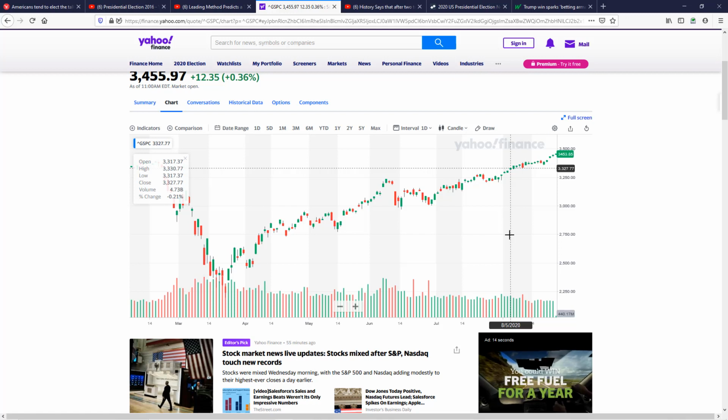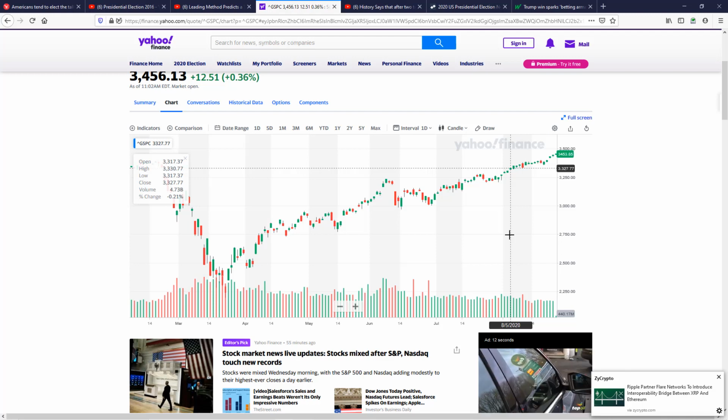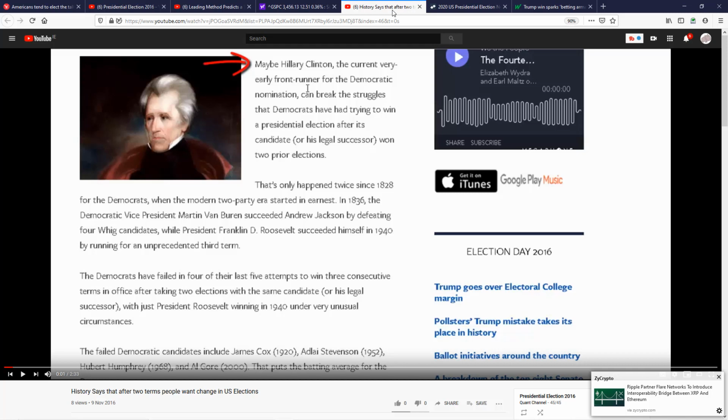Another strong pattern supporting Trump, that's assuming that the S&P remains above 3327 on the day of the election, is that in America we nearly always get 2 terms for a president, which is covered in the video here with the link above. What that says is that nearly always a president will get 2 terms.